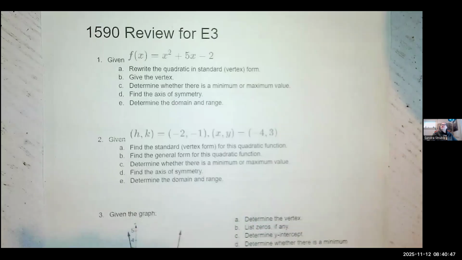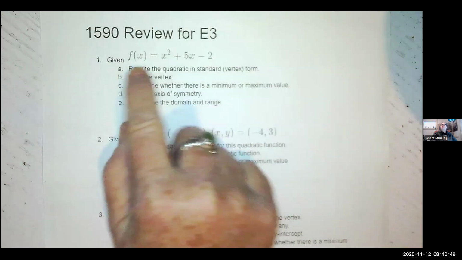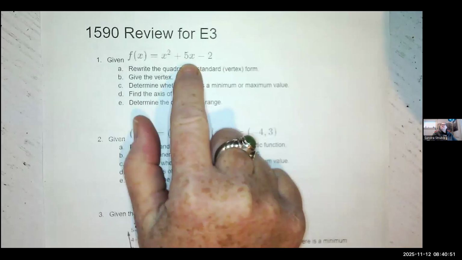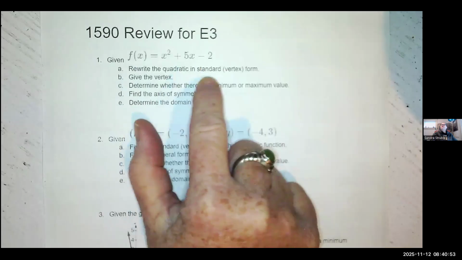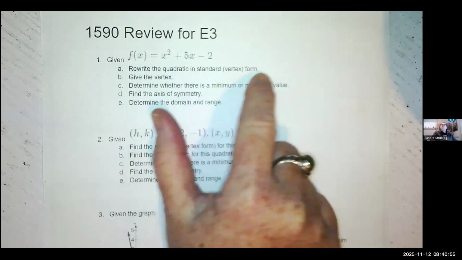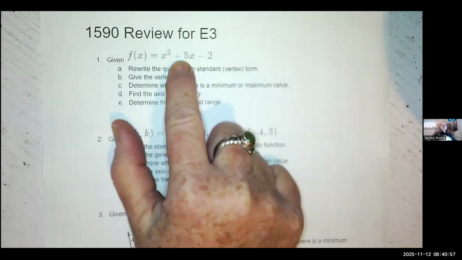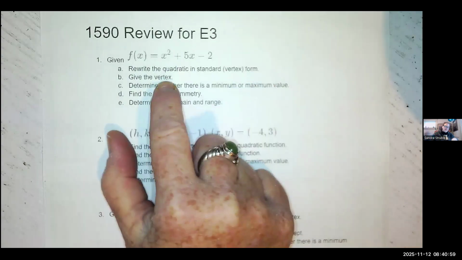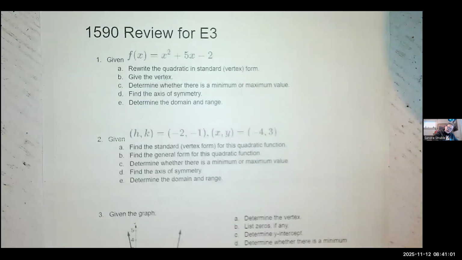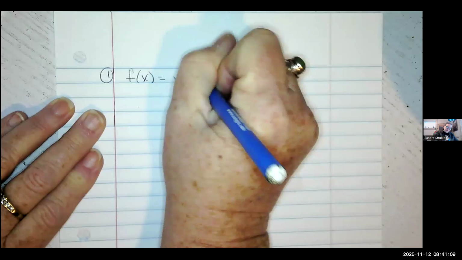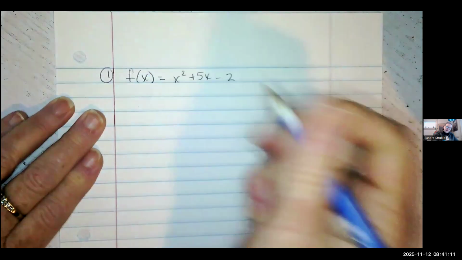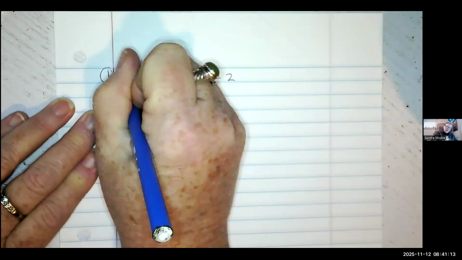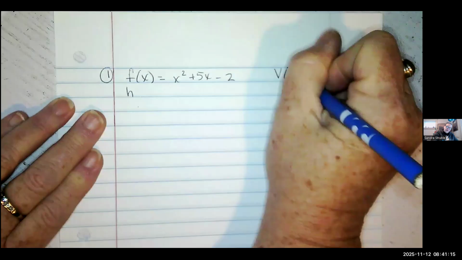We've got a quadratic here in general form, and we want to create a standard or vertex form of this. Well, to do that, we need to find the vertex first. Okay, so let's do that. Given f of x is x squared plus 5x minus 2, we need to find h, because our vertex is (h, k). And so let's find out what our vertex is.